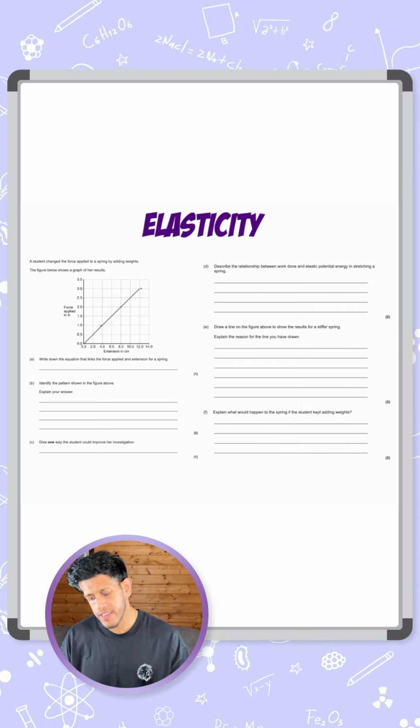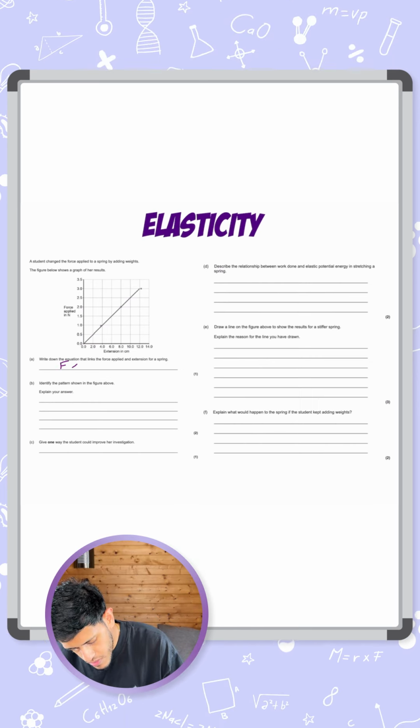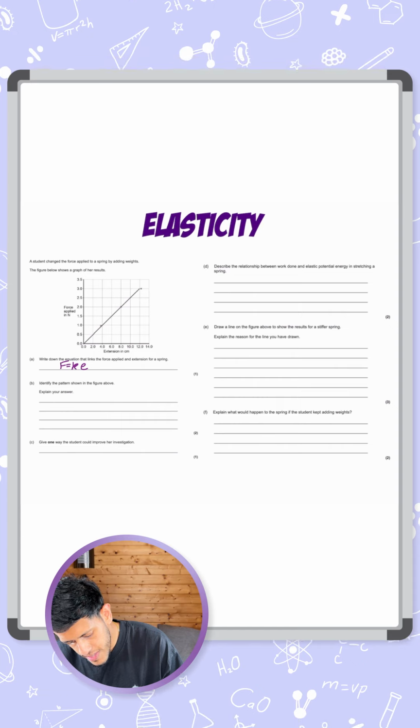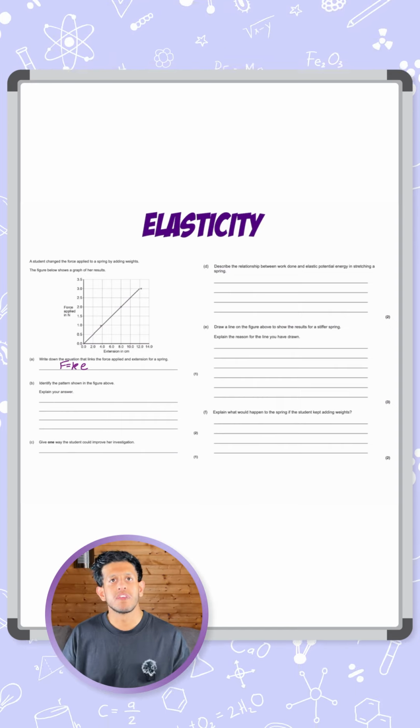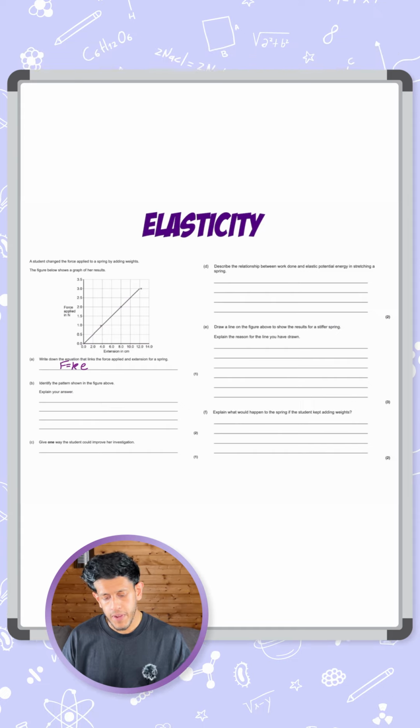Now you could look at the formula sheet for this, or if you can remember it, you can write that force equals spring constant multiplied by extension, or in other words, F equals k e in simple form. Now it says identify the pattern shown in the figure above and explain your answer.